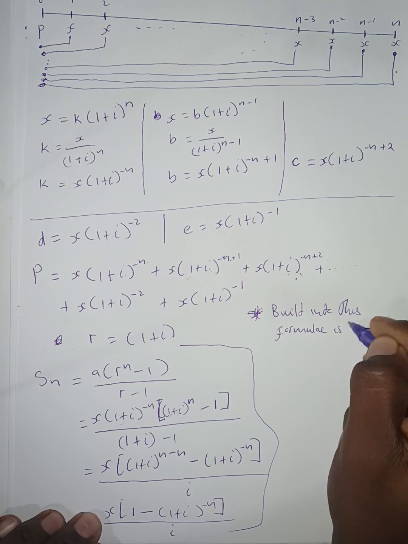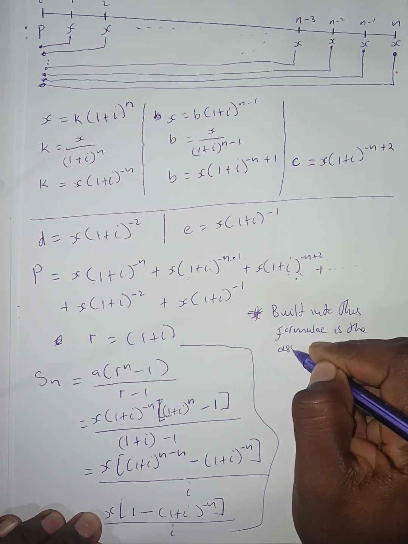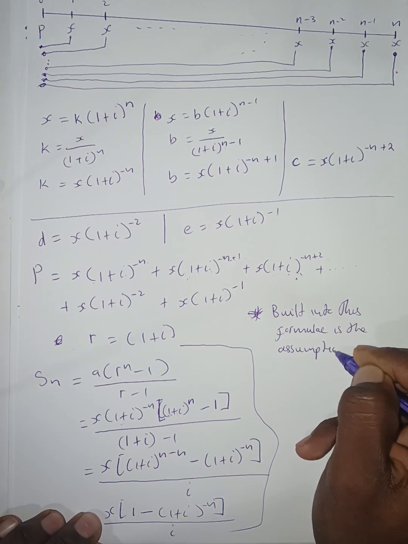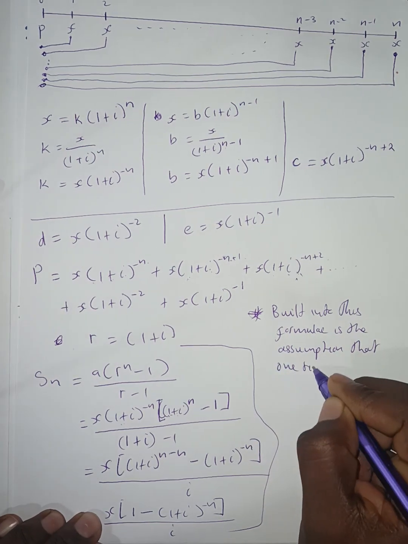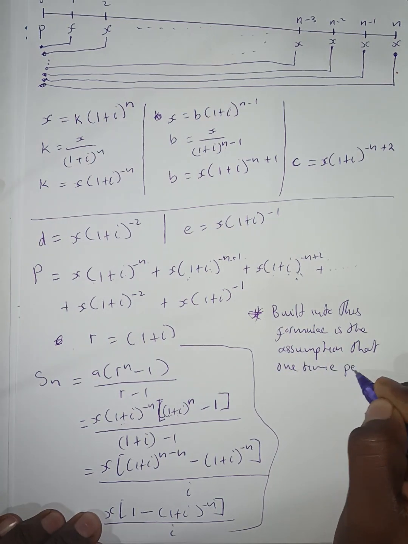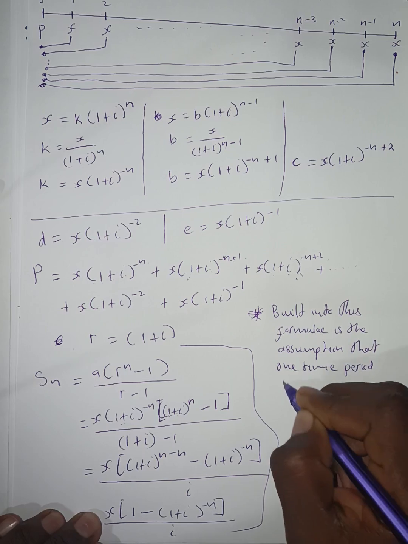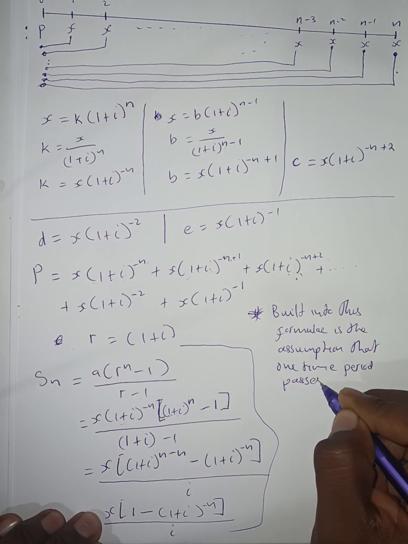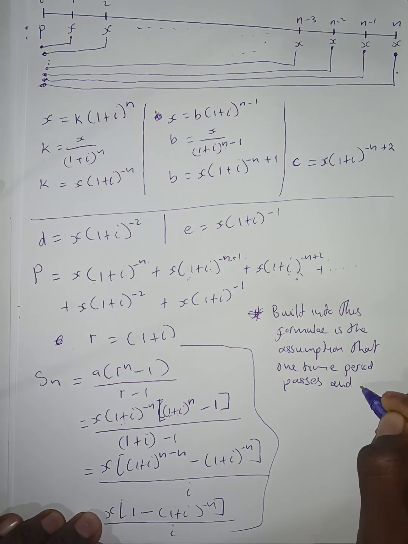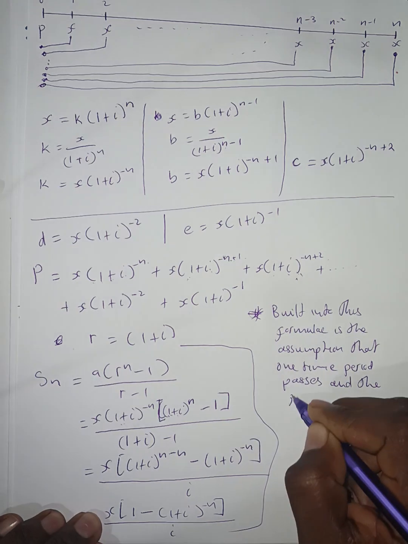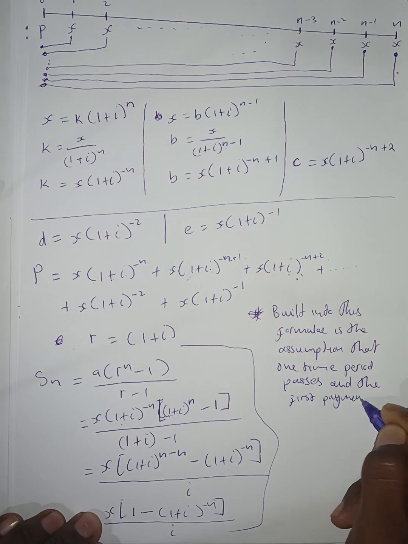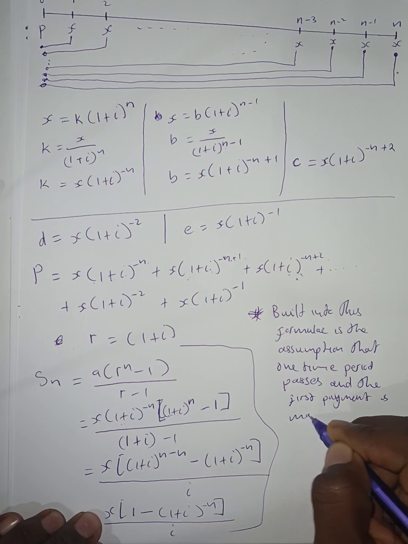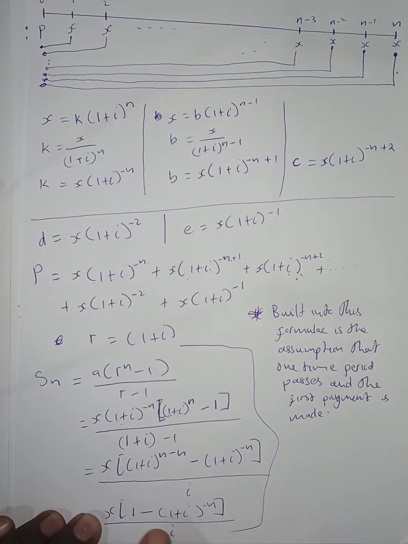is the assumption that one time period passes and the first payment is made. So that's one thing that you must note with this formula.